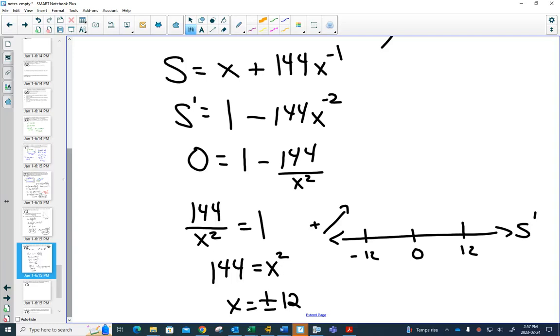Then, if you plug in something between 0 and negative 12, like negative 1, this is going to be 1 on the bottom. You're going to subtract and get a negative number. And so negative 12 is actually a maximum. If I plug in something between 0 and 12, that's negative again. And something bigger than 12, that will tell us that only the value of 12 is our minimum.